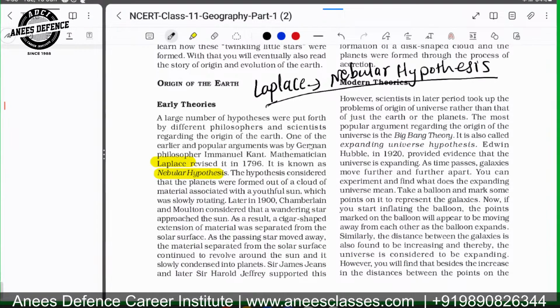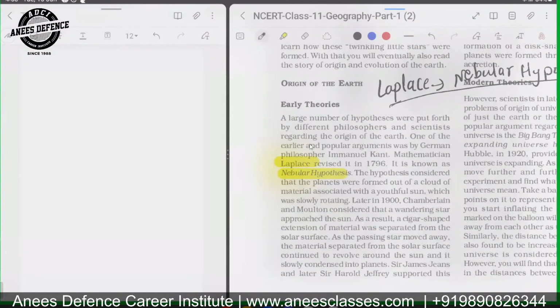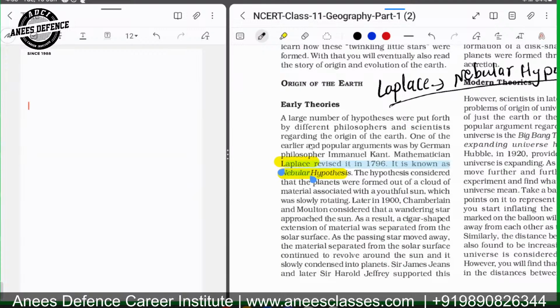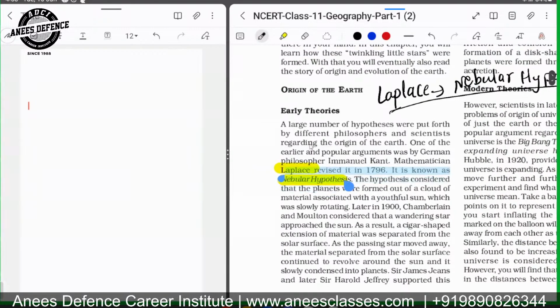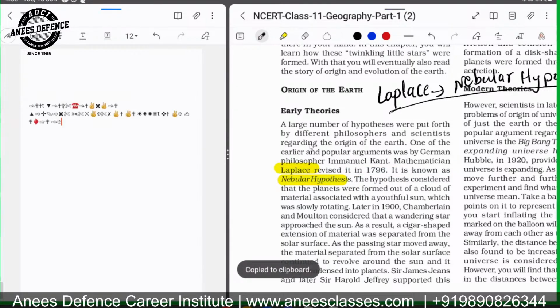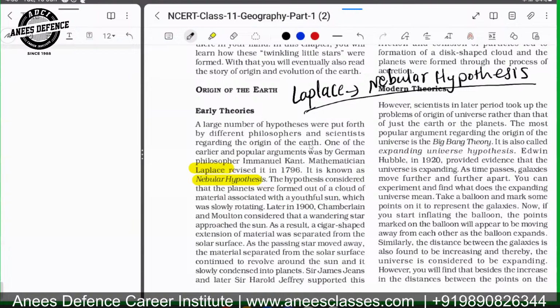We are discussing the class 11th NCERT, and we are studying the origin of the universe. I have given one name of the scientist which can be asked, Laplace, who has given the theory of the nebular hypothesis. We'll copy and paste it. Somehow it's unable to copy. Let it be. So the nebular hypothesis, which is given by Laplace.